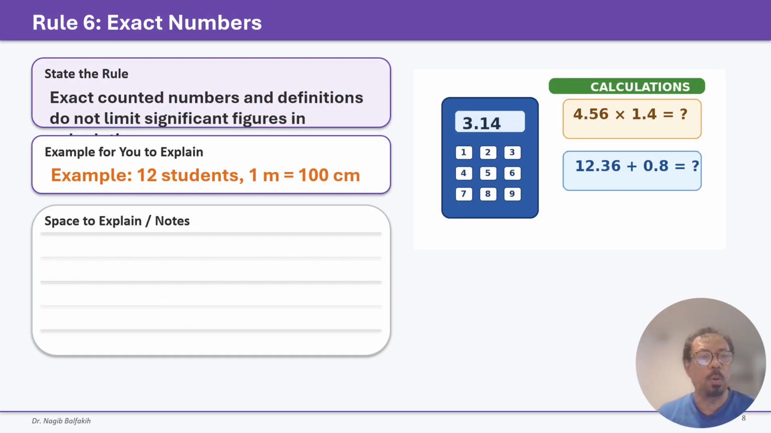This slide is talking about exact numbers. The only things that are counted or limit significant figures in our calculations are the measured numbers, not the counted numbers or the converted numbers. Conversion factors are not counted, so they do not limit the significant figures. How many students, how many cars, how many hats, are not counted or limiting significant figures.